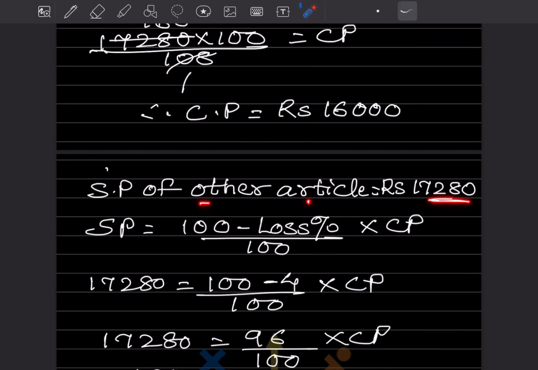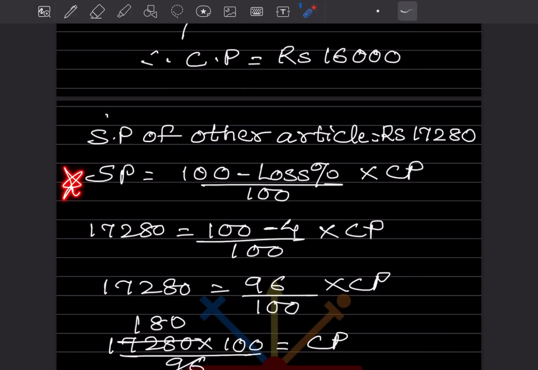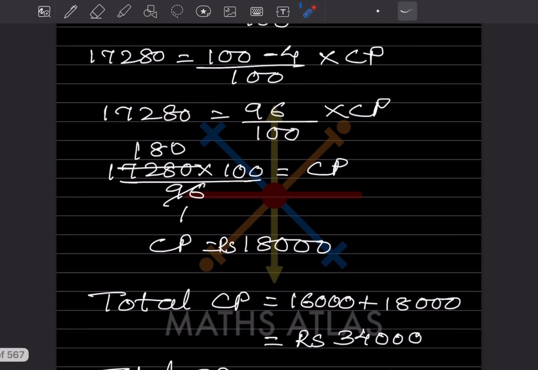For the other article, the same amount, but there is a loss. So use this formula, loss percentage. 4% is the loss. Rest all same. 96 by 100 into CP. This will go here. This will go in the denominator. So after simplifying, you get cost price 18,000.